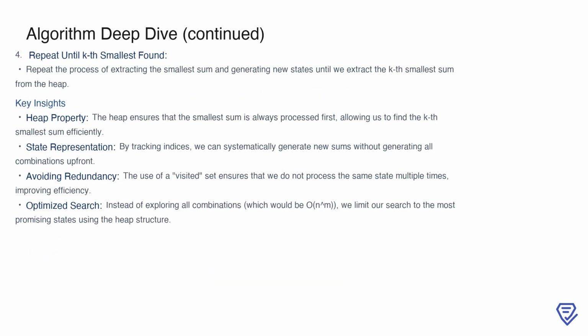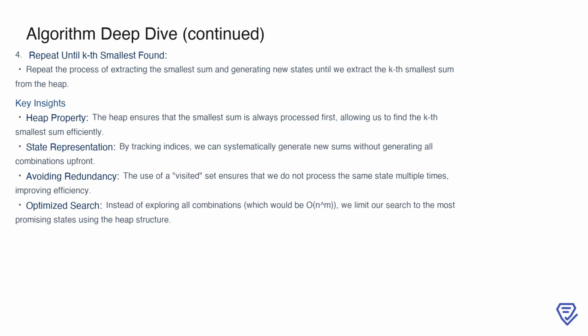The process continues by repeatedly extracting the smallest sum from the heap and generating new states until we reach the kth smallest sum. The heap's property of always extracting the smallest element first allows us to efficiently track the order of sums. By using state representation, where each state includes the indices of selected elements, we avoid generating all possible combinations up front. The visited set plays a critical role in ensuring that we do not process the same state multiple times, preventing unnecessary computations.